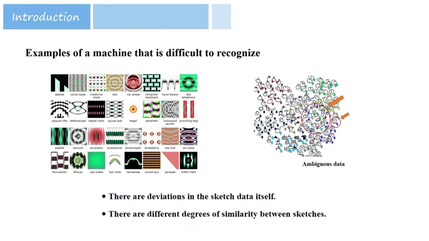One is that there are deviations in the sketch state itself, which is caused by human factors such as the sketch drawn by the painters not being clear enough or not being careful enough. Second, there are different degrees of similarity between sketches of different categories, which will hinder the net's classification. With the improvement of the similarity between the sketches, the difficulty of net classification will also increase.